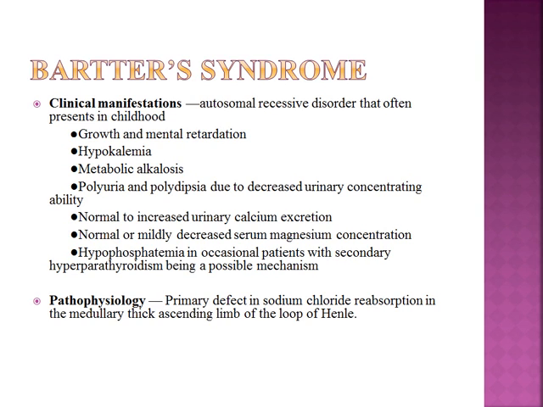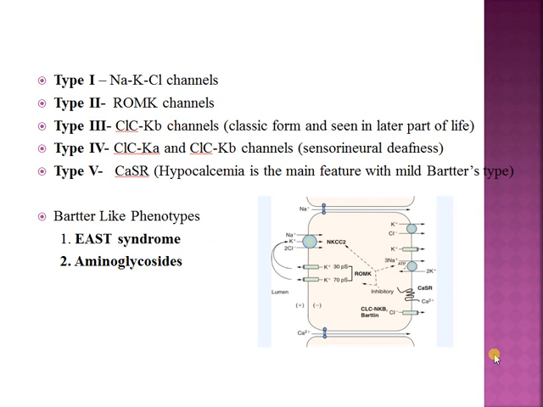There is also increased urinary calcium excretion, hence they will be hypocalcemic, and then magnesium concentration falls as well. They could be hypophosphatemic as well. Pathophysiology, remember, it's like loop diuretics, so they will block the sodium, chloride, potassium channels in the thick ascending limb of the loop of Henle. What are the different types? There are 5 different types.